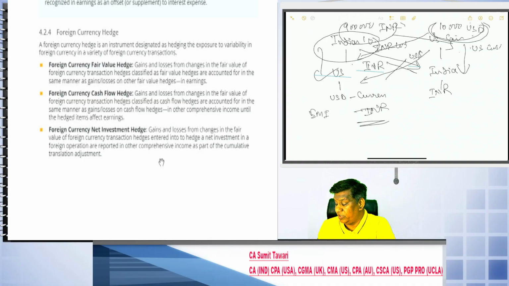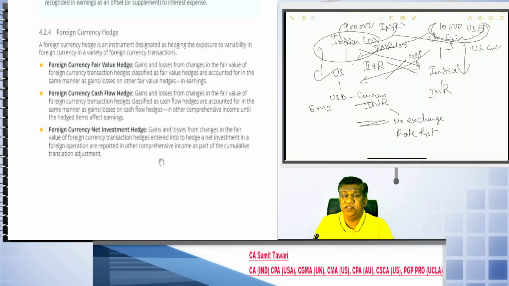So there is no exchange rate risk. Keep it simple. The Indian company needs a loan in US dollars, but they borrow in INR and pay the EMI in INR only. The US company needs money in INR, but they borrow in US dollars and pay the EMI in US dollars only.